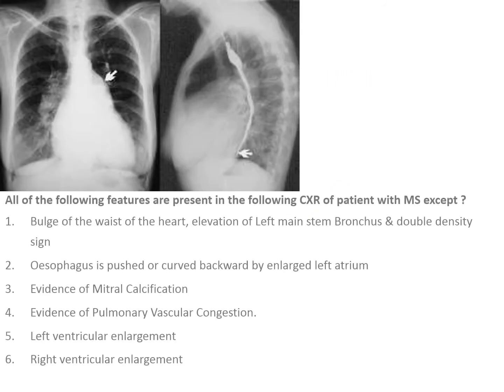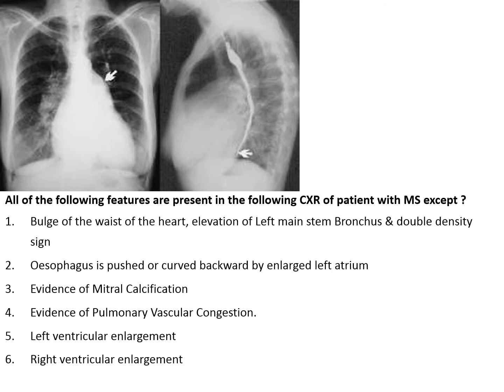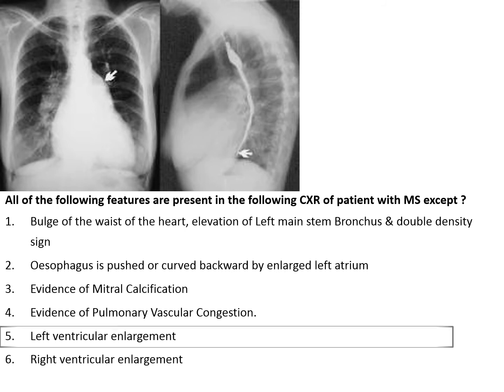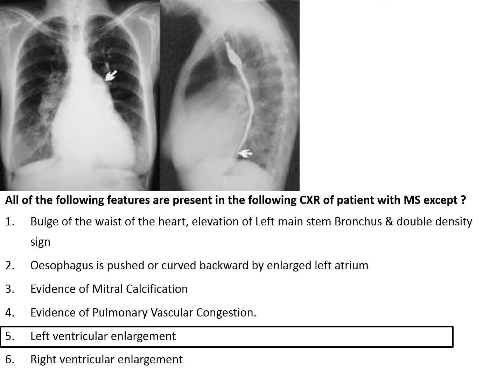Another question. All of the following features are present in the following chest X-ray of patients with mitral stenosis except: this bulge of the waist of the heart, elevation of the left main stem bronchus, and double density sign. The esophagus is pushed or curved backward by the enlarged left atrium. There is evidence of mitral calcification, there is evidence of pulmonary vascular congestion, the left ventricle is enlarged, the right ventricle is enlarged. The correct answer is left ventricular enlargement. This is the false statement.